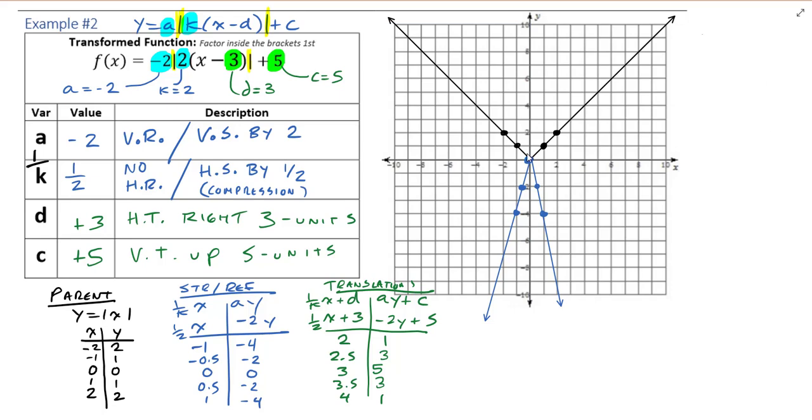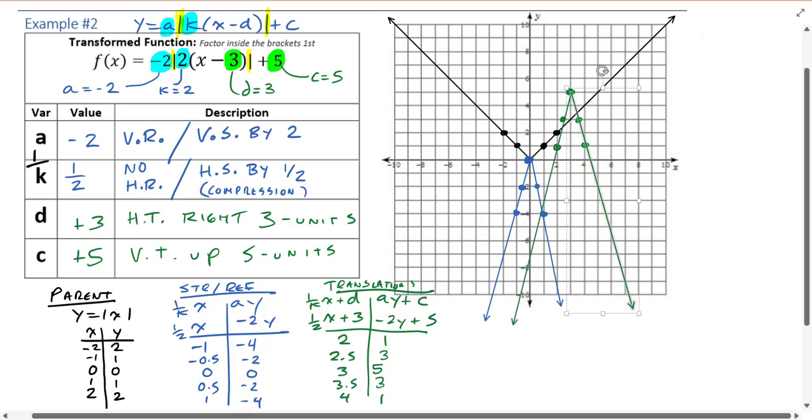Our middle is now at 3 over 5 up. So I'm just looking at the points in my table here. And then I'm 2.5 over 3 up. And on the other side, 3.5 over 3 up. And then I'm 2 over 1 up and 4 over 1 up. So there's those exact same shapes, points, just moved. And I'm going to draw my line. Okay, so you can see it drawn in green there. There's my final transform function.